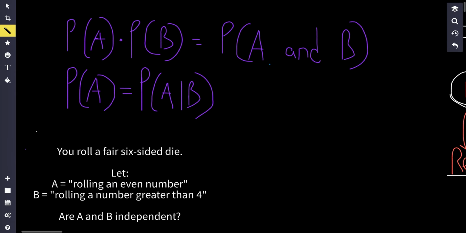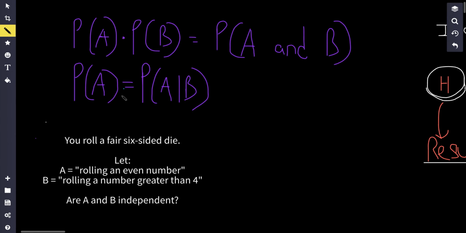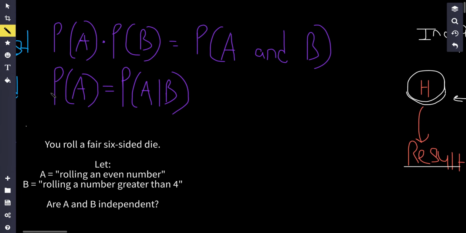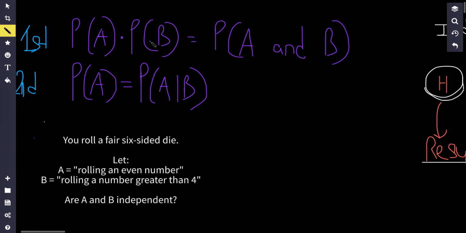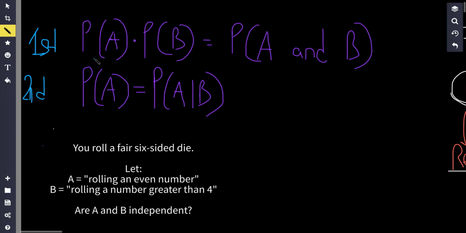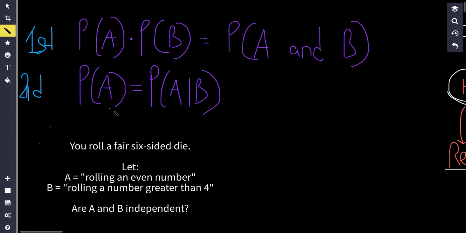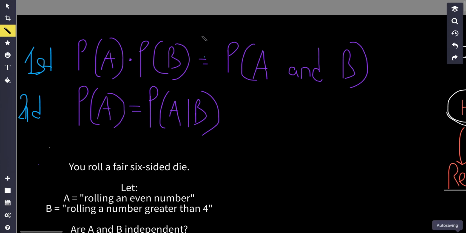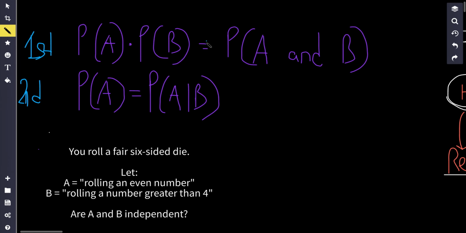Now, you can check if two events are independent or dependent of each other in 2 ways. The first way is the probability of A. You can multiply the probabilities of these 2 events occurring, and compare that to the probability of A and B occurring. If it's true, then they're independent, and if it's not true, then they're dependent.